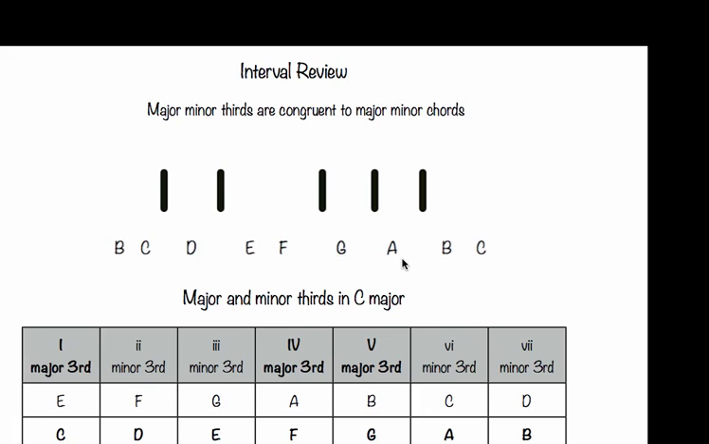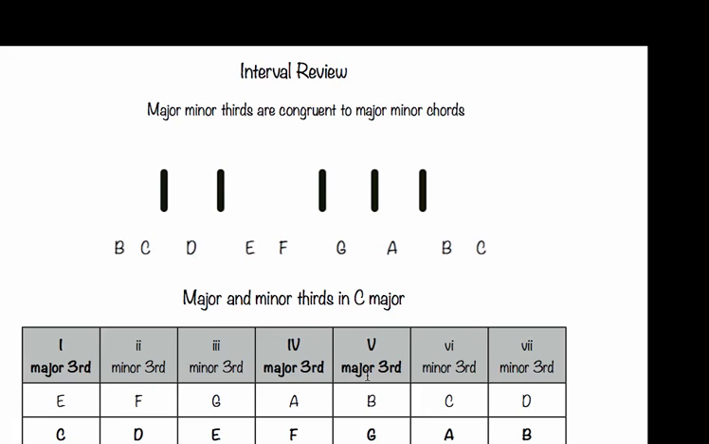From G to B, whole step, major third. From A to C, whole step, half step. And from B to D, can't quite see it all here, but this is half step, and here it is half step, and whole step. So again, another minor third.